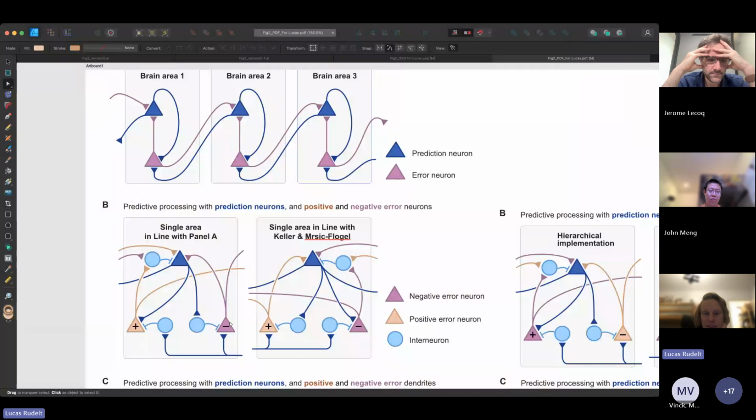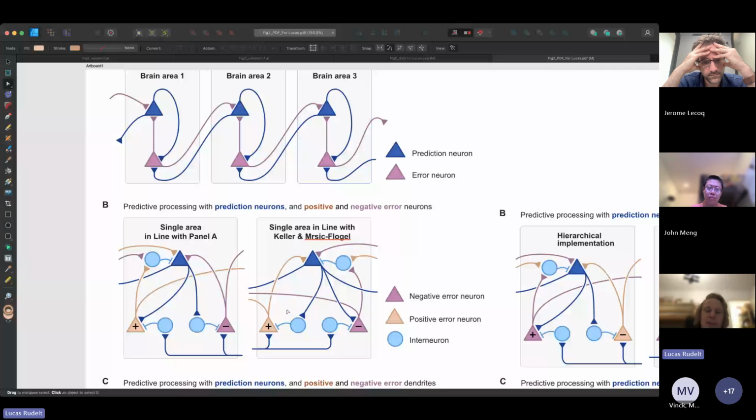And the interesting thing is that the proposal by Keller and Georg and Florian is kind of doing the opposite thing, where essentially there's sensory input coming in, and thus the positive and negative error neurons integrate the signals with opposite sign. So that's a key difference in the way these circuits are arranged.